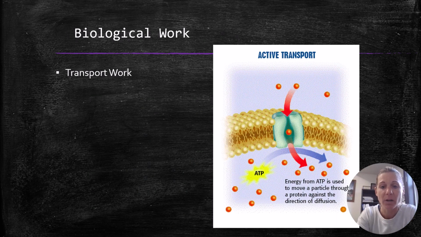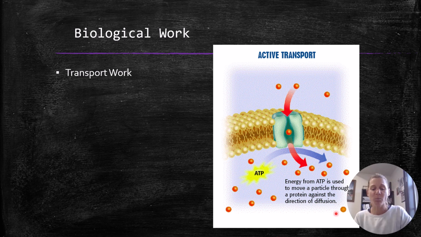Biological work or transport work is the energy from ATP that's used to move a particle from low concentration to high concentration. So again, it's the energy that we need to move things against their concentration gradients. So here you can see an example of active transport, and active transport involves the movement of these molecules against their gradient. So again, think of them as like swimming upstream, and to swim upstream, it's a lot of work. So we need to invest quite a bit of energy in order for that to happen. And we'll invest ATP, which is our energy currency, in order for us to complete transport work.